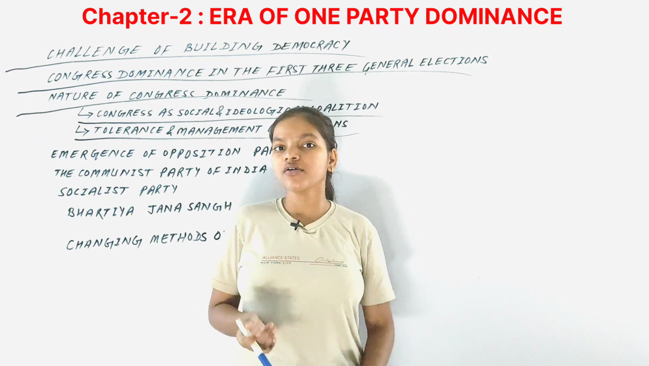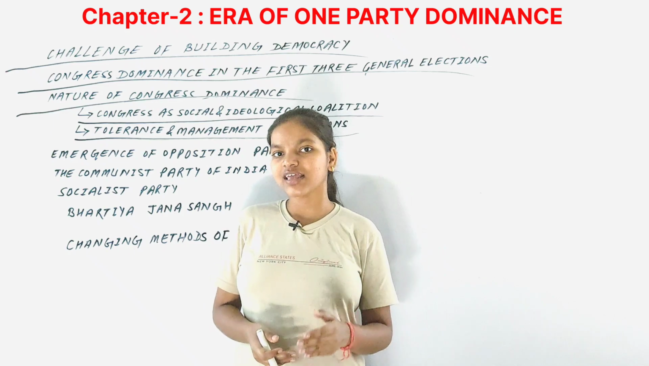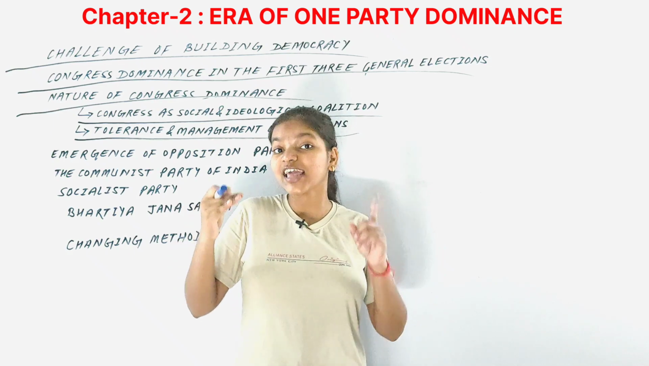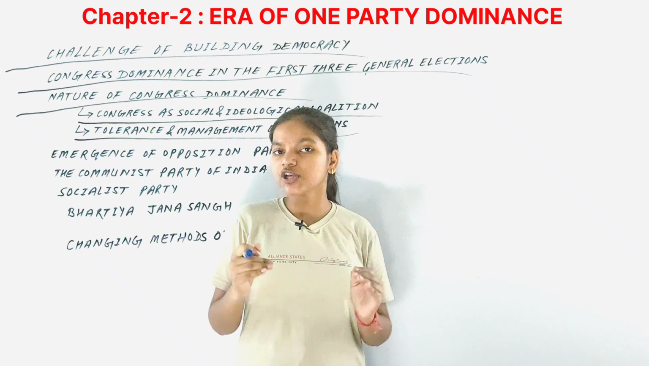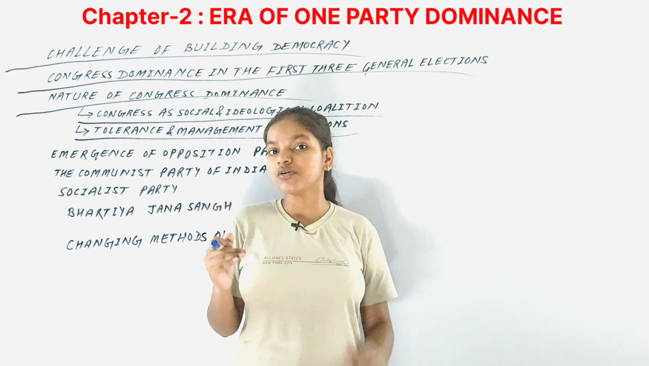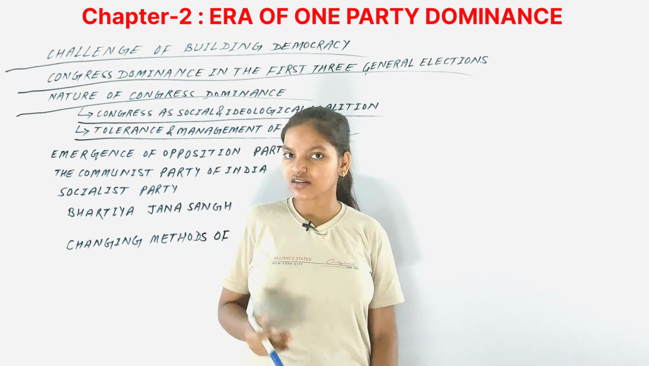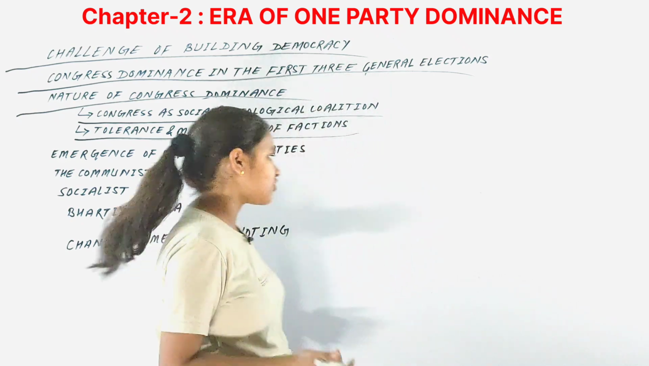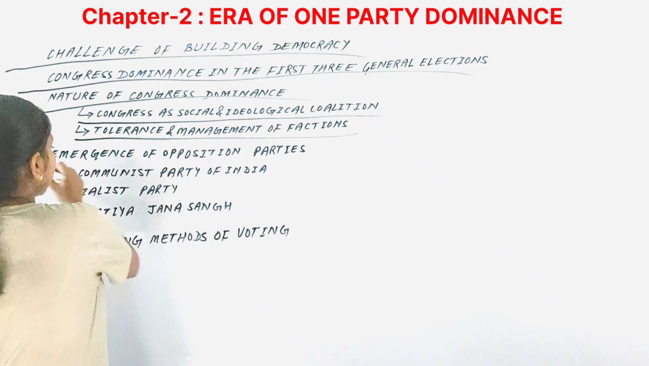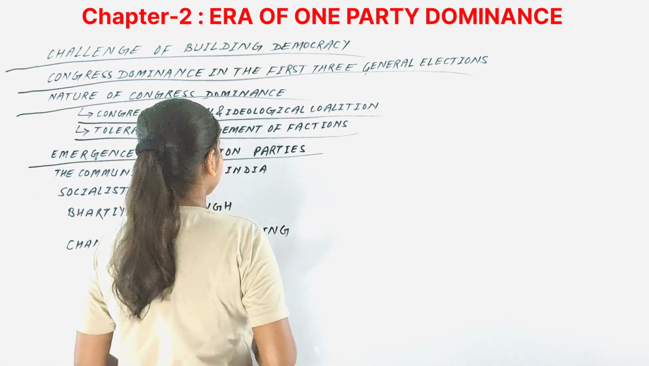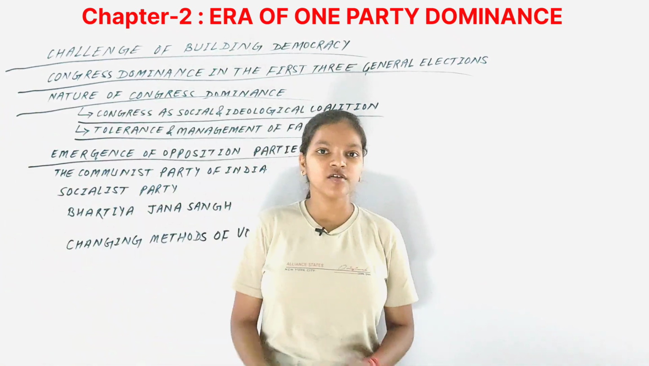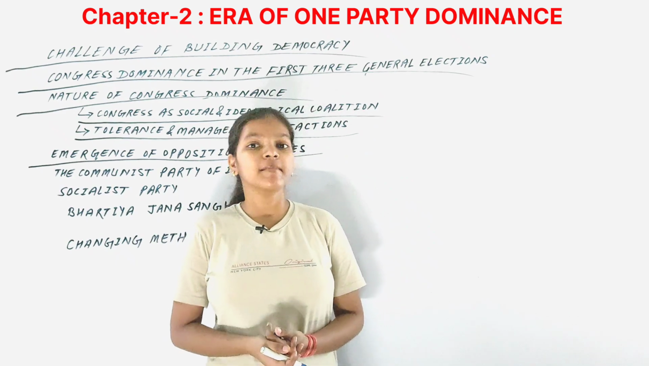Now after Congress, after the first decade, after 15-20 years, there came a phase when the opposition parties started emerging as well. So how did they start emerging? Let's study about them as well with the next topic, which is the emergence of opposition parties.